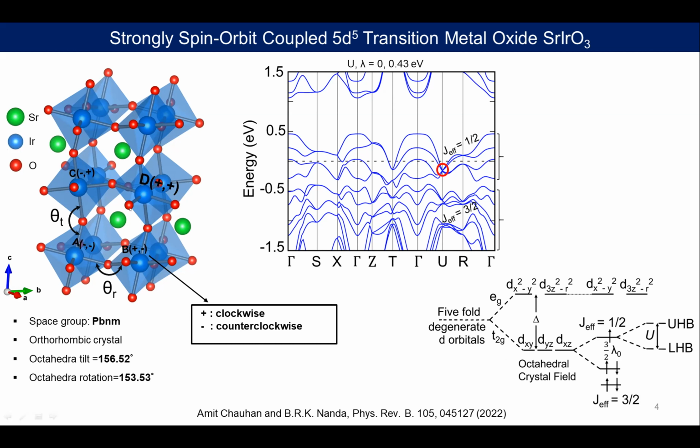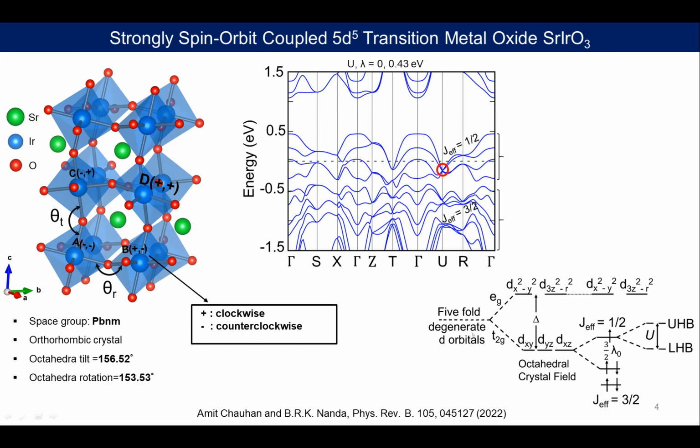stabilizes in a Pbnm space group with orthorhombic crystal structure. As you can see, the octahedral tilt and rotation angles are very large, which means that this crystal structure is strongly distorted. Before going to the bulk electronic structure of this system, first let's see, in the presence of strong spin orbit coupling, crystal field and on-site Coulomb repulsion, how the d orbital is split.